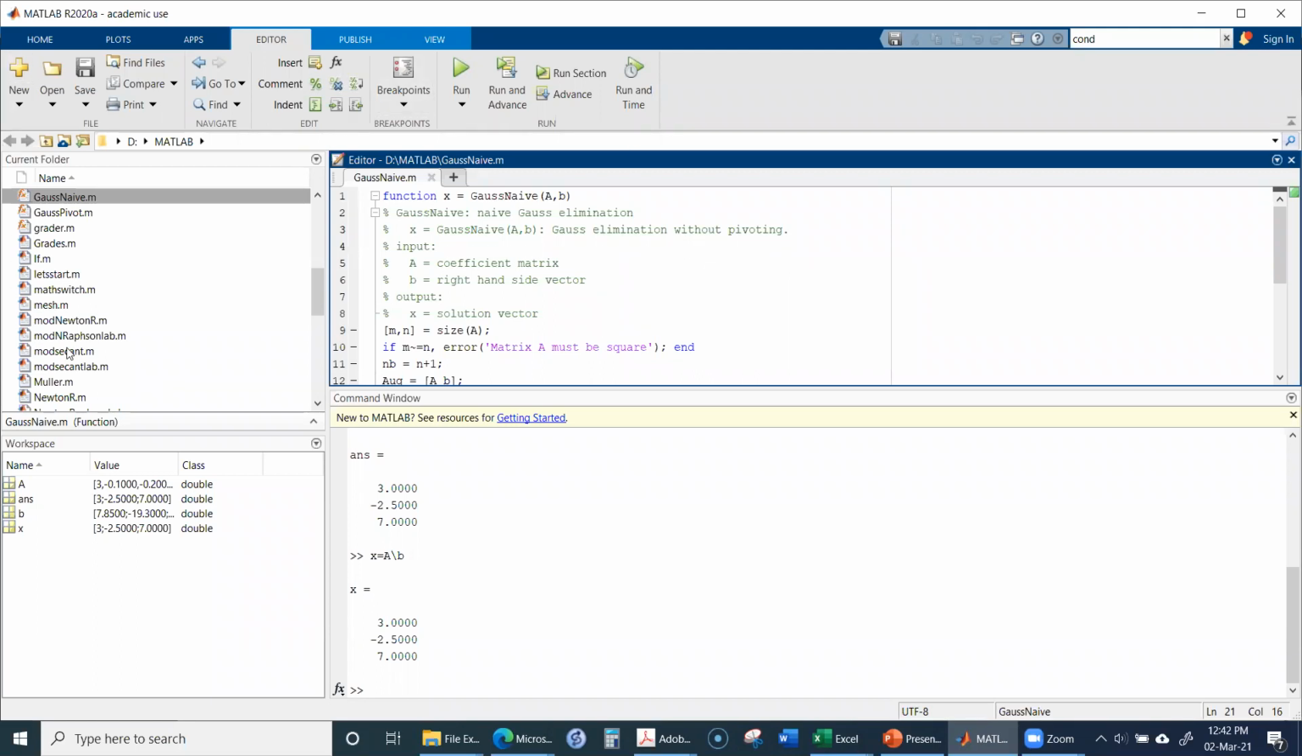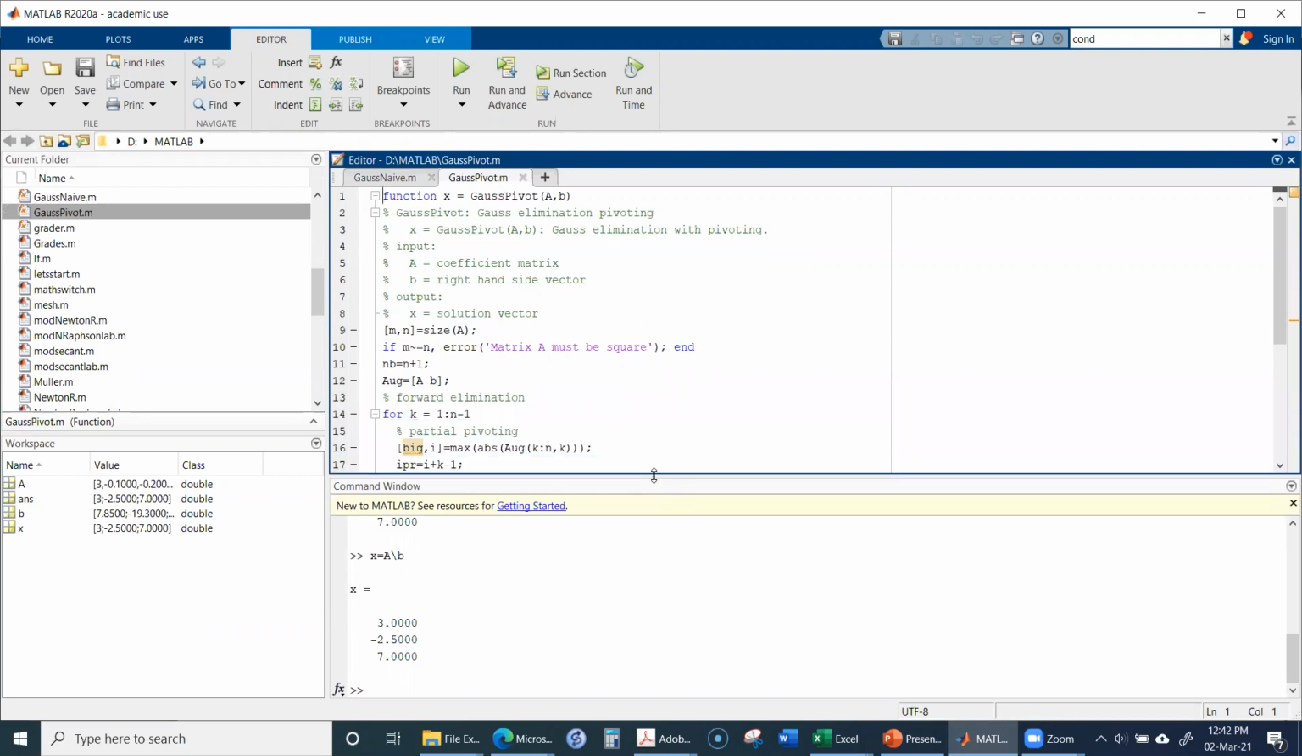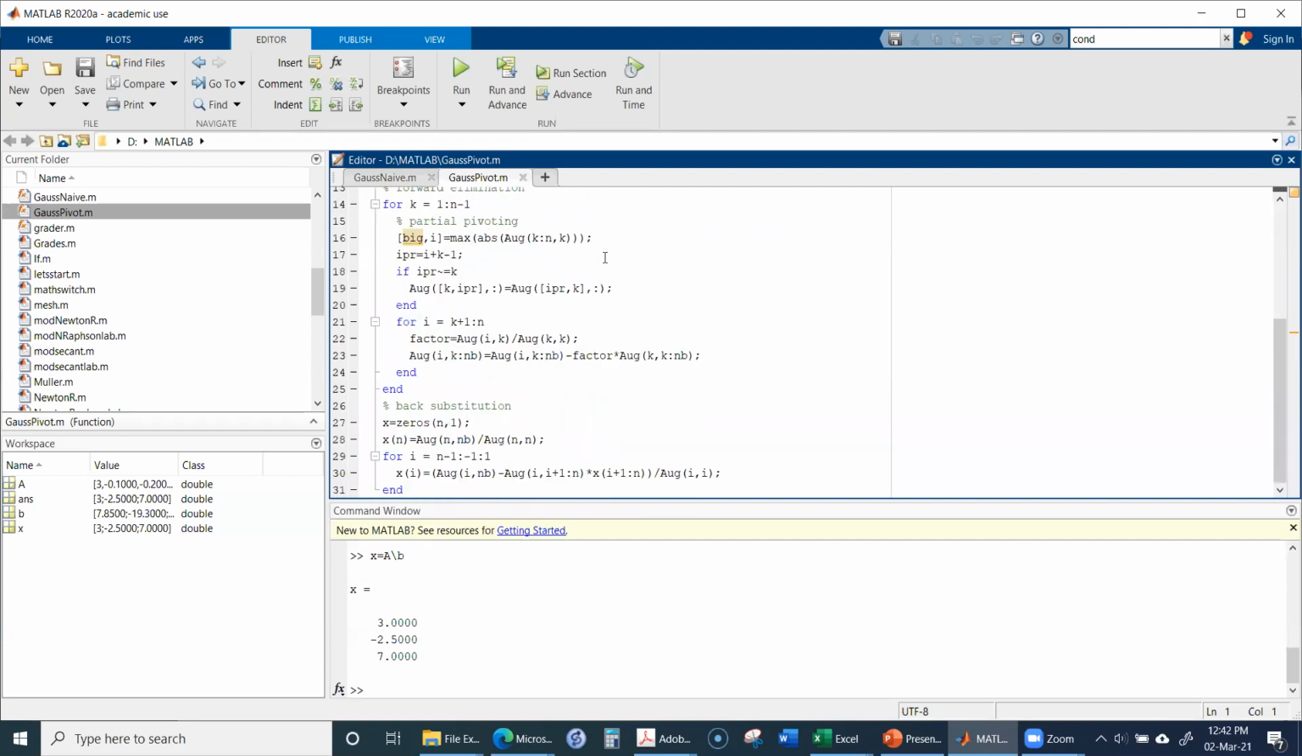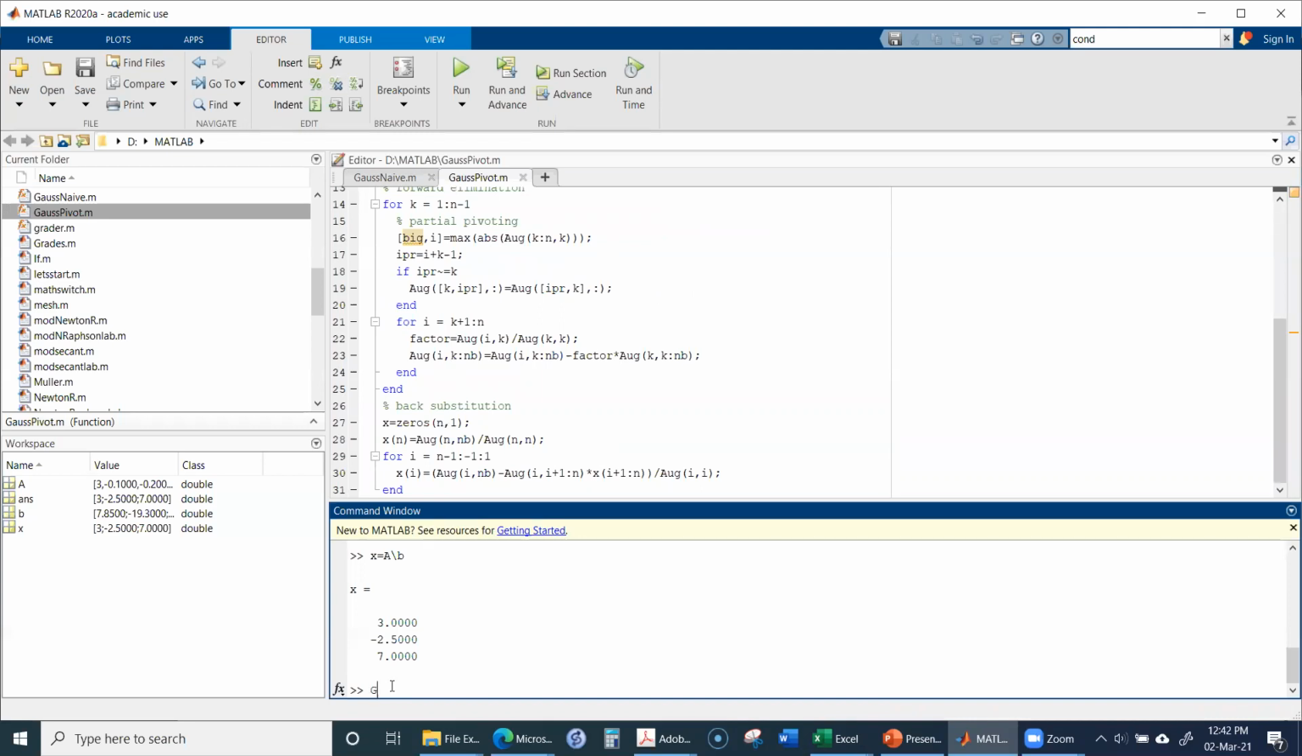Yeah, so I also have the script for the Gauss pivot. Gauss pivot will also give the same result. For example, if I apply gauss_pivot(A, B), I should get the same result.